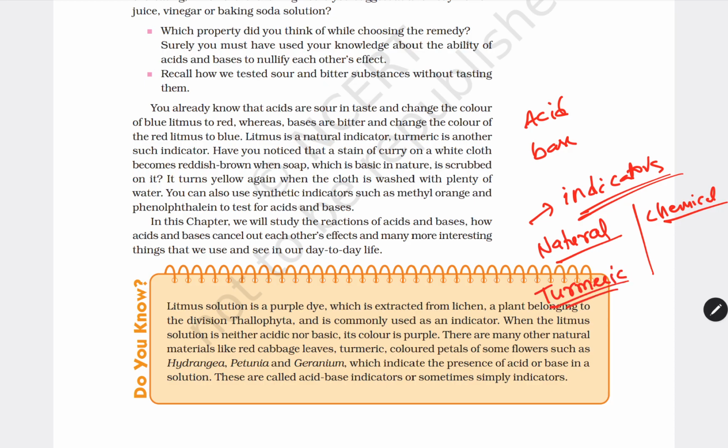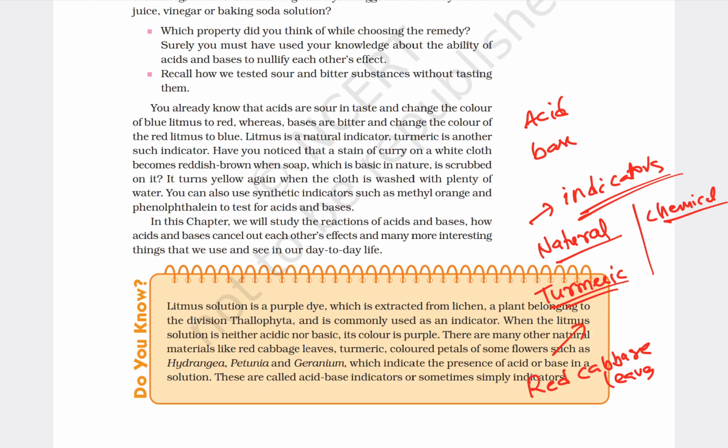What is turmeric? You all know, right? Whenever we use turmeric, it turns reddish brown in the presence of a base. So if you add some base to turmeric, it turns reddish brown. If that happens, we identify that the substance is a base. Red cabbage leaves and the petals of flowers like hydrangea and petunia are also used to identify acids and bases. And in general we use litmus solution, litmus papers.